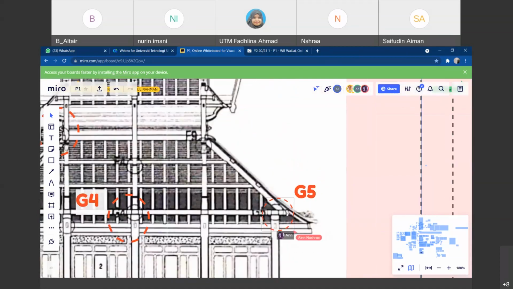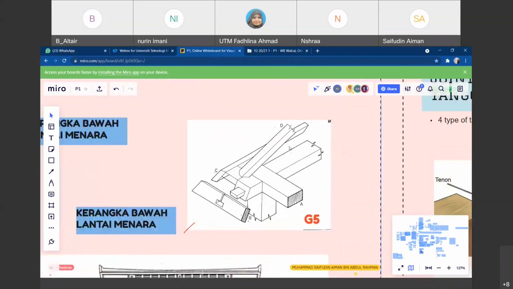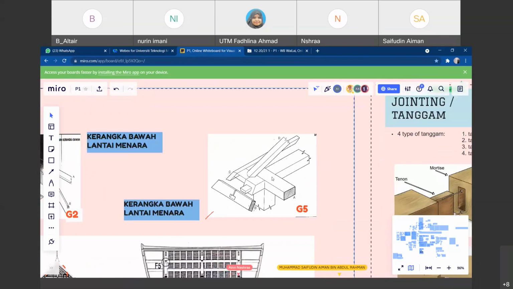Okay, this is how they connect the post and then the horizontal beam with the roof structure there. Okay, this is the connection. This one is the post, the B, and then they use some tanggam, and then yeah, it's like that. I'll make the pop-up detail before like this.